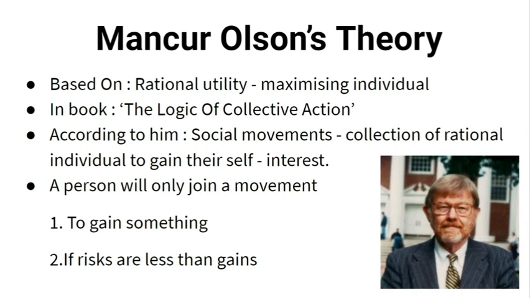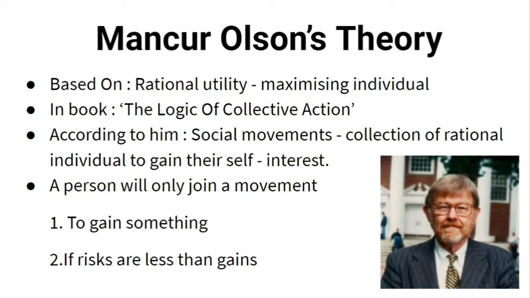Next, Olson's theory was based on the rational, utility-maximizing individual. Olson wrote in his book The Logic of Collective Action that social movements are a collection of rational individuals seeking to gain their self-interest. He says that a social movement is a collection of rational individuals, people who know what they want, and if they are deprived of that, they protest against it.